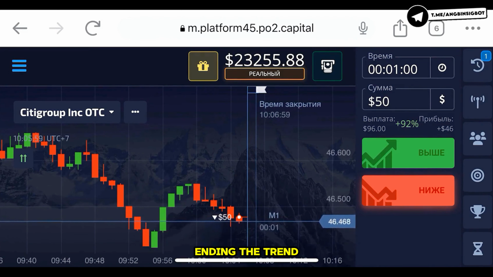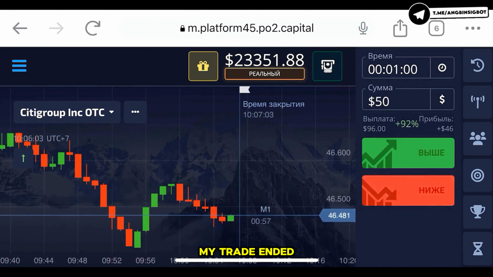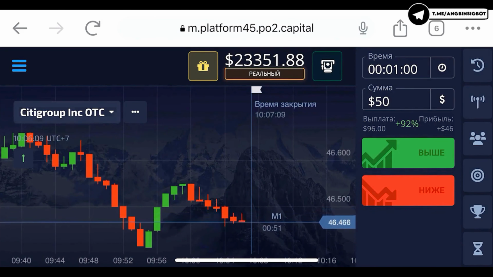The candle is ending, the trend has dropped below, although there is some pullback visible now. But the main thing is that my trade ended in profit. The amount of the trade remains the same, but I will change the asset.